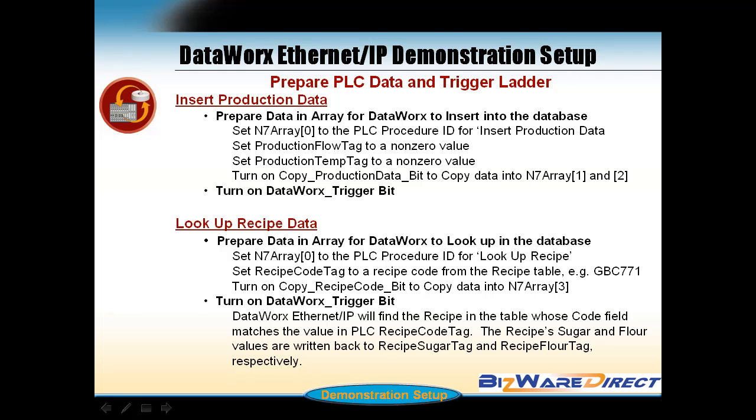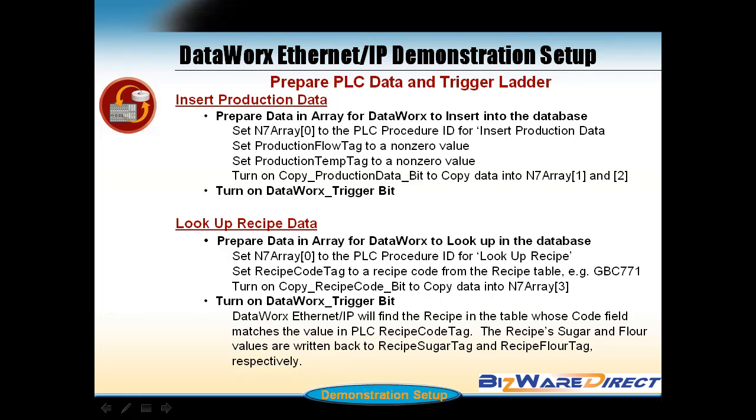Then, in order to look up recipe data, we will prepare the data in the array at position 0 to be the PLC procedure ID for lookup recipe, the ID number 2 in the PLC configuration. We will set the recipe code tag to a code from the recipe table, and then copy the recipe data into the DataWorx array at position 3.